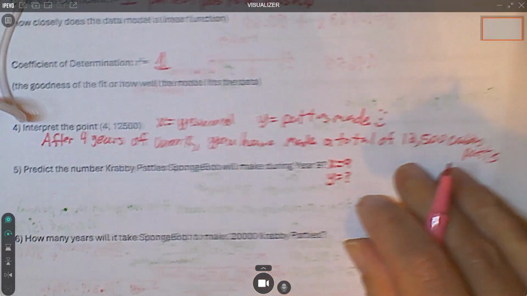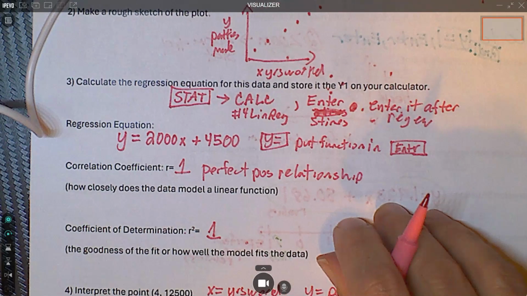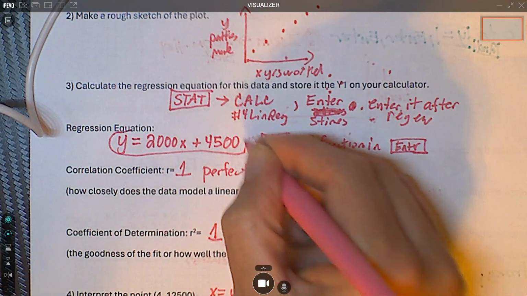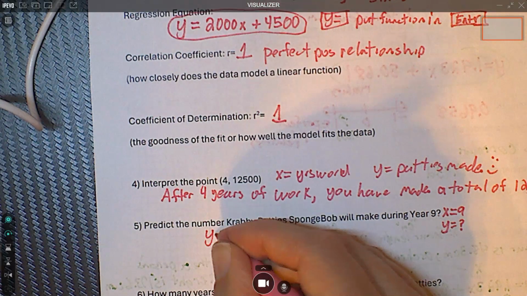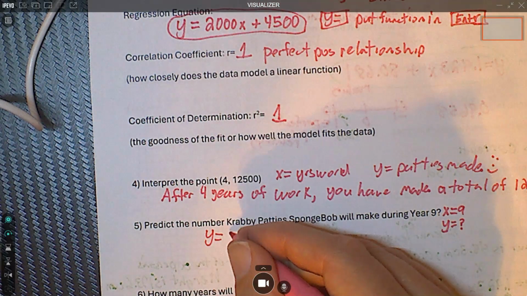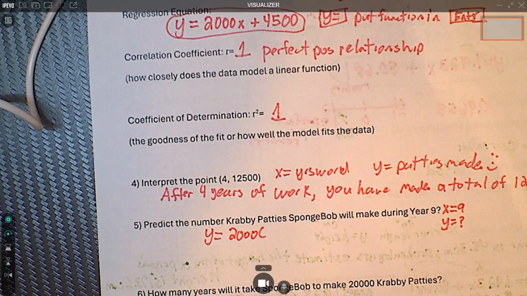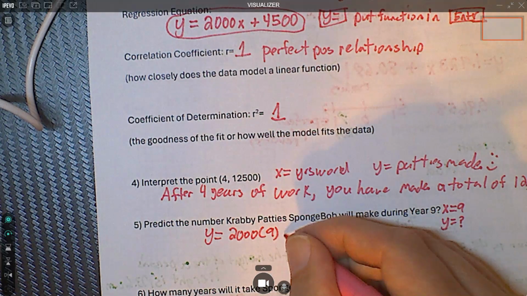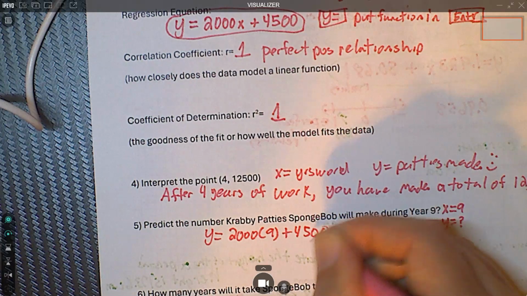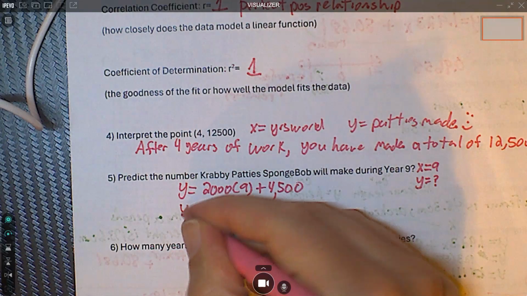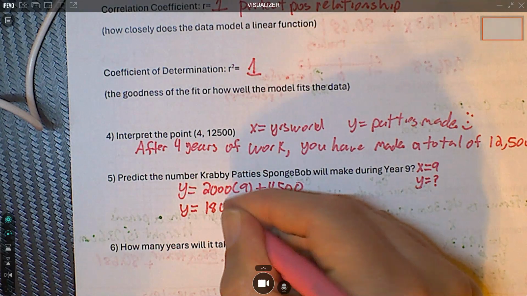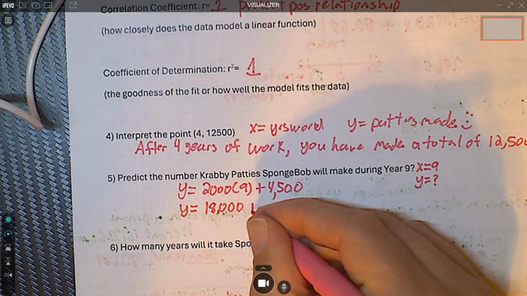This one we know X is 9 years. He makes 16,000. He makes 2,000 patties per year for 9 years, and then it's plus 4,500, so it makes sense. We replace X with 9. So he's made 2,000 Krabby Patties a year for 9 years. So over those 9 years, he's made 18,000 patties.